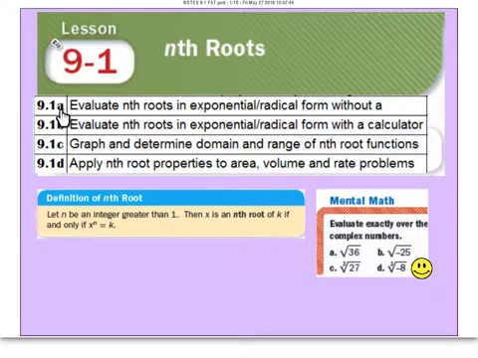We're going to look at learning objective A and evaluate nth roots that are either in exponential or radical form, and we're going to do it without a calculator. So let's first talk about what nth roots are.